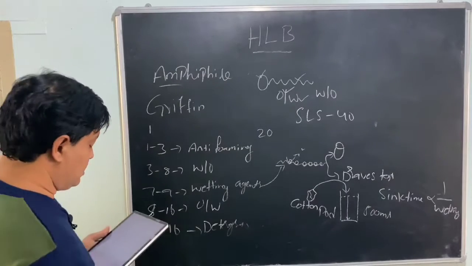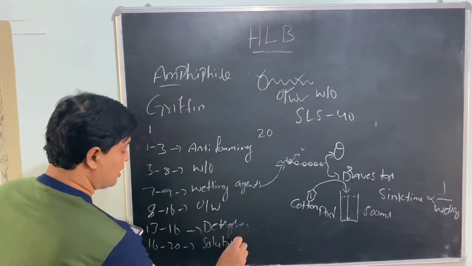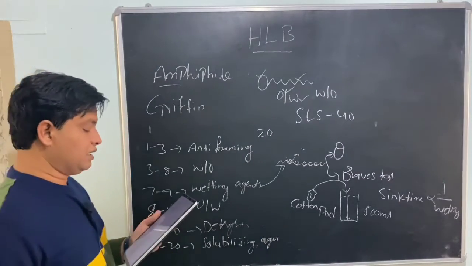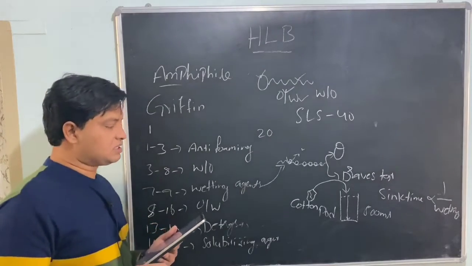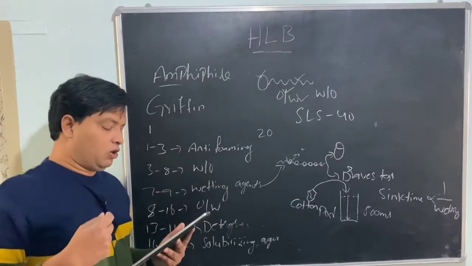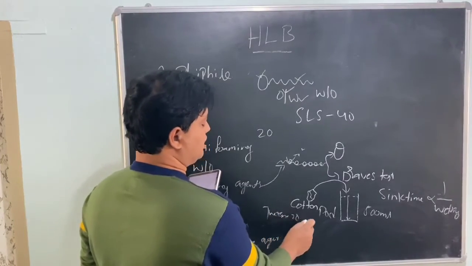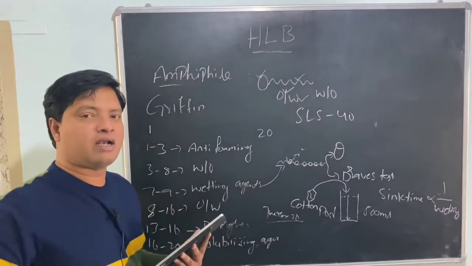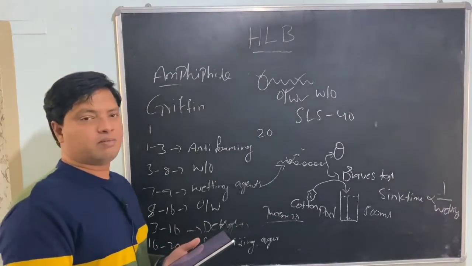Next we have 16 to 20. These are solubilizing agents. They help in solubilizing the substance. The best example is testosterone, which is insoluble in body fluids and can't be absorbed through the oral route. We include Tween 20 in the testosterone formulation. This Tween 20 will solubilize the testosterone and increase its absorption through the oral route. So this is one example.